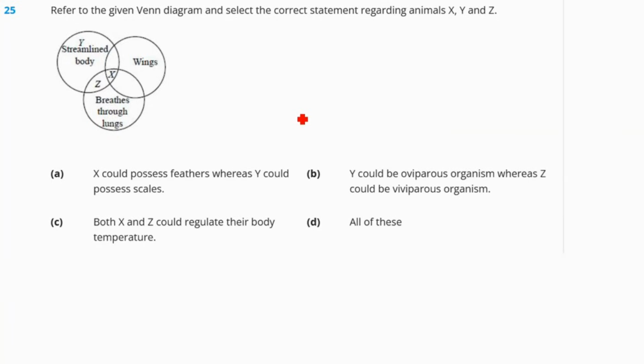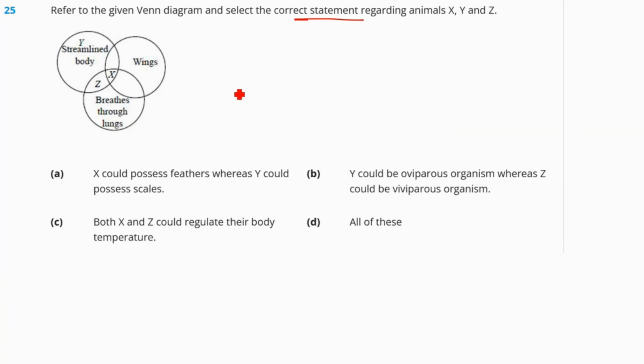Coming to the 25th question, refer to the given Venn diagram and select the correct statement regarding animals X, Y, and Z. So here we can see that X is sharing all the 3 circles. Y is having a streamlined body, Z is having a streamlined body but breathes through lungs, and X is having wings, a streamlined body and breathes through lungs. So we have to find out the correct statement. Always keep this in mind, the correct statement.